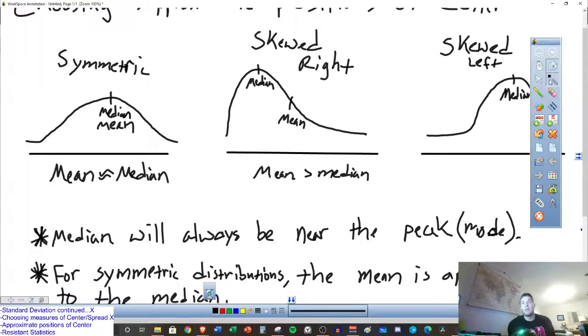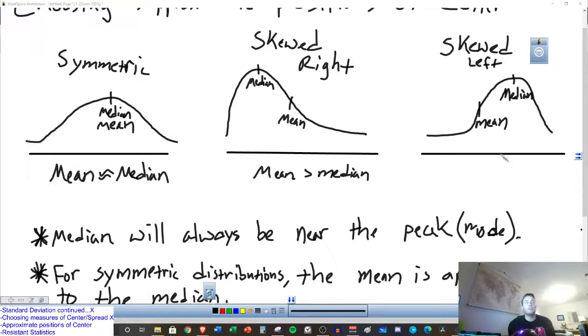So we would say the mean is down this way. So this would be the mean. Okay? And for skewed left distributions, the mean is going to be less than the median. So write that in your notes. Mean is less than median.